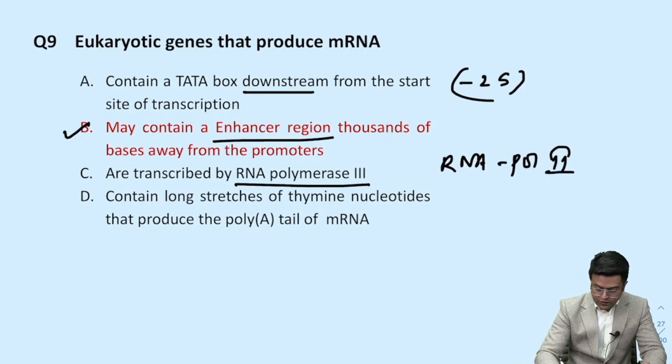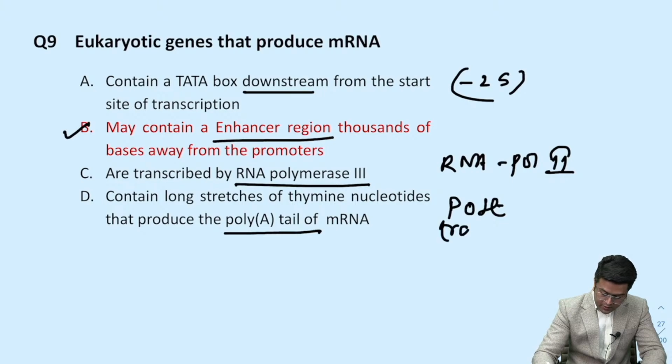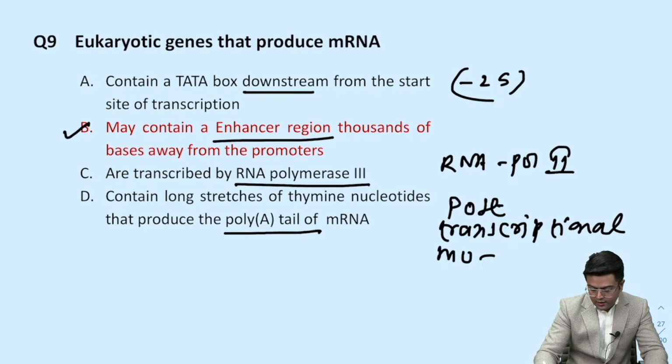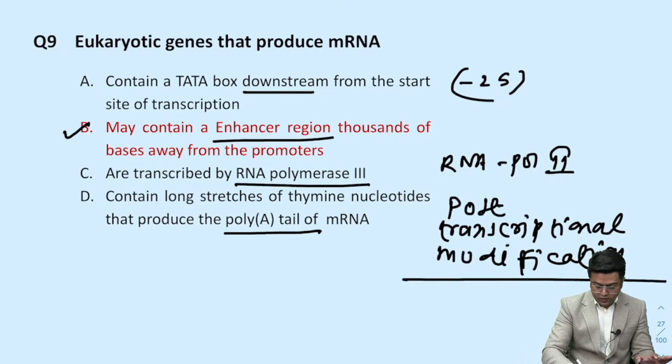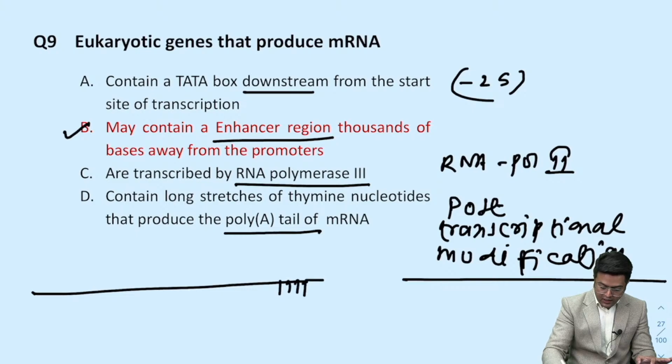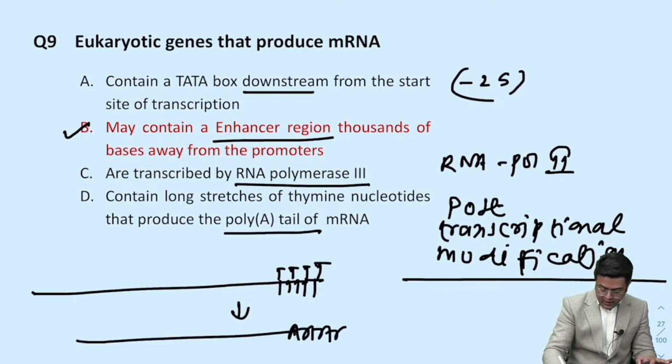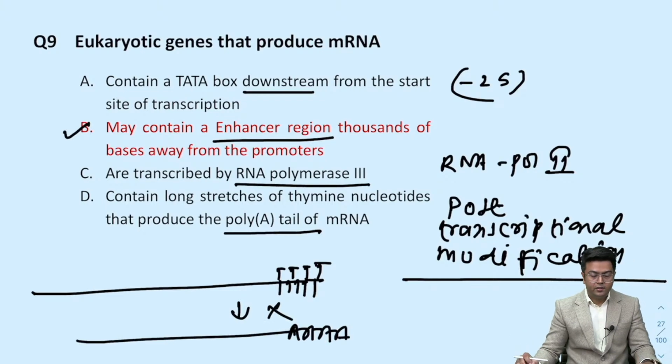Contains the long stretches of thymine nucleotide that produce a poly A tail. Guys, poly A tail is the post-transcriptional modification at the 3' of mRNA, right? Post-transcriptional modification. So that cannot be the answer. What this option is saying is that genes have the T stretch of the thymidine, and when the mRNA is made, it also has adenine. So that is not a correct statement.